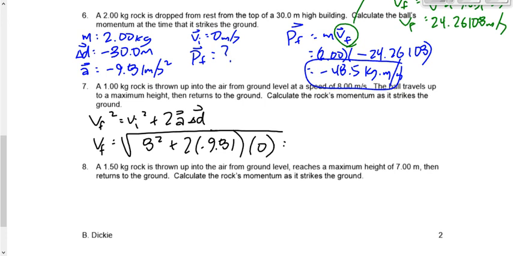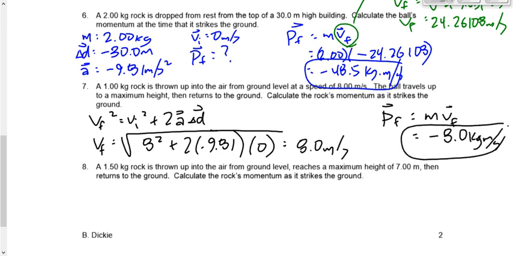Okay, what does that give you for VF? VF is equal to the square root of 8 squared plus 0. 8. And then you can say PF is equal to M times VF, just like we did in the last question. Gives me negative 8.0 kilograms meters per second. That makes sense? That's a long way of doing it.